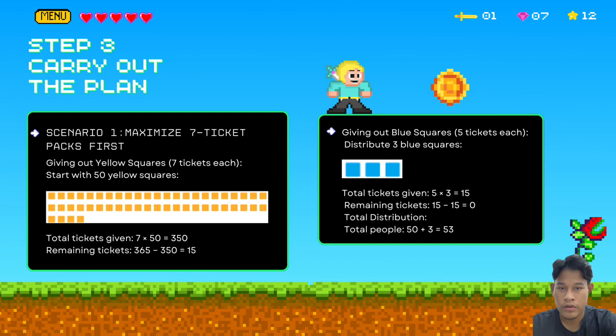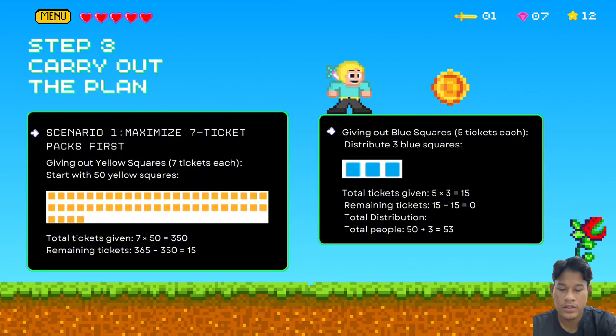So after we maximize, we represent it with 50 yellow squares, and the total tickets given is 7 by 50, which equals 350. So we subtract it from the tickets that are available, which is 365. We got 15.